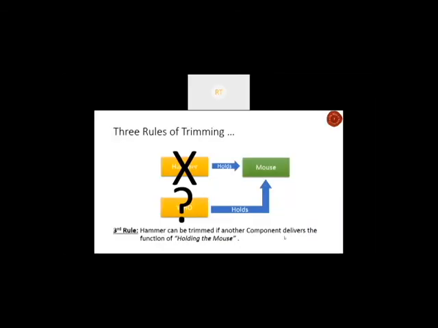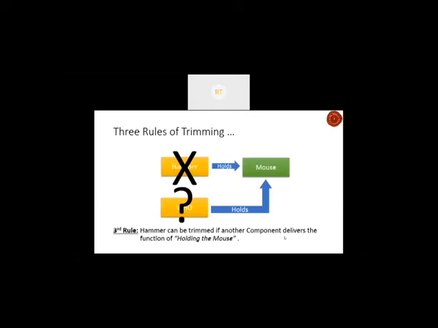And in this third rule, where we say who is going to do the function, like Ashutosh rightly said, we can have the plate perform the function of holding the mouse. The mouse is anyway coming onto the plate. So let the plate perform the function of holding the mouse as well.